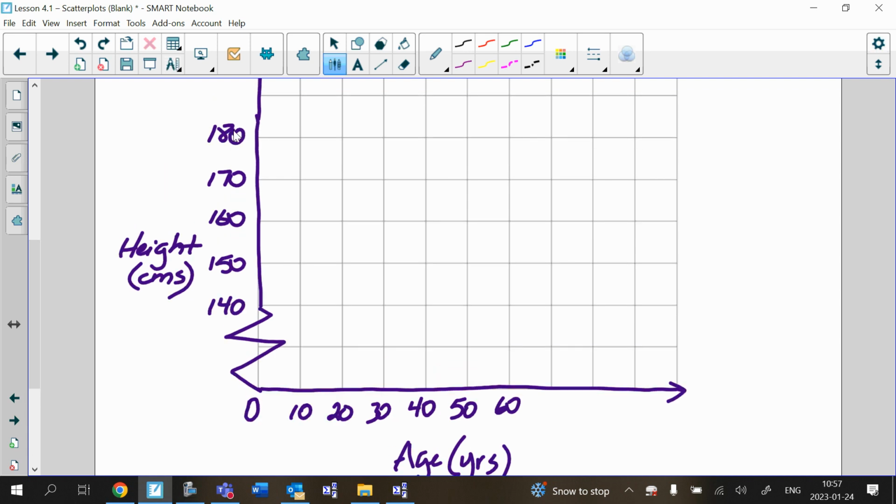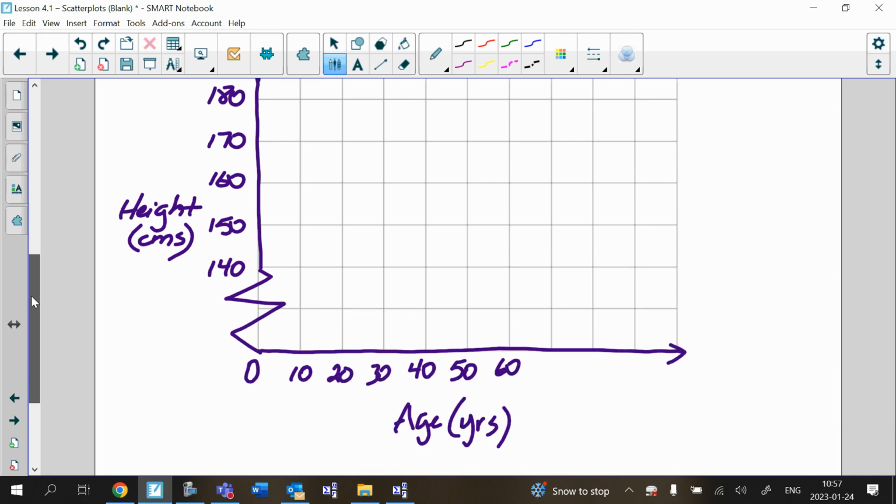And now we just want to plot the points as best as we can. Instead of scrolling back and forth, I'm just going to get okay, so we've got 50, 162, which is somewhere around there. 10, 152, which is somewhere around there. 20, 173, which is somewhere around there. 30, 147, which is around there.